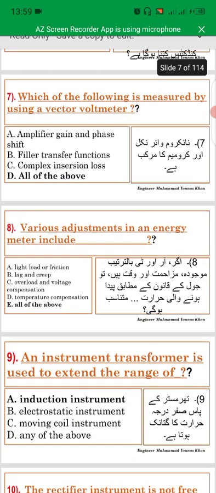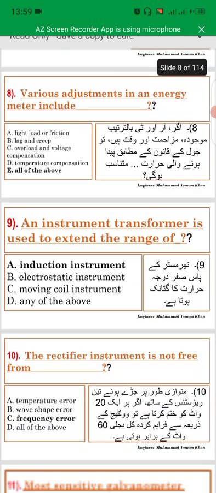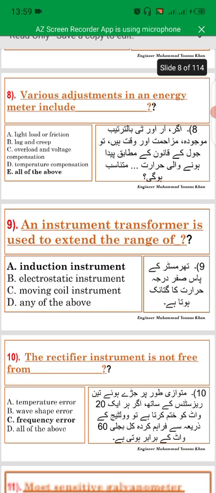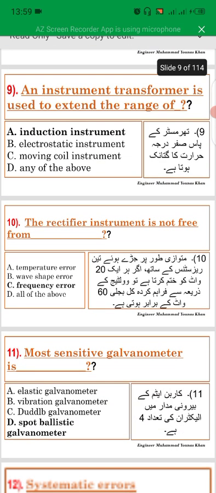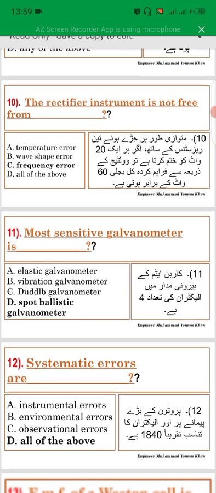Which of the following is measured by using a vector voltmeter? Amplifier gain and phase shift, Fourier transfer function, complex insertion loss. Various adjustments in an energy meter include light load or friction, lag and creep, overload and voltage compensation, temperature compensation. An instrument transformer is used to extend the range of induction instrument.